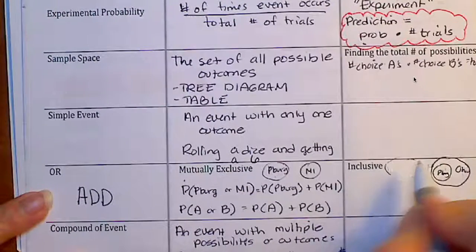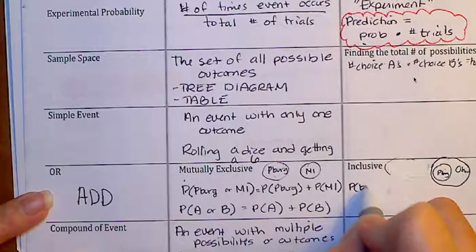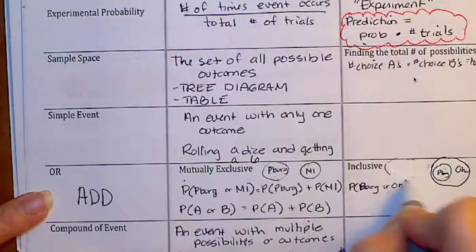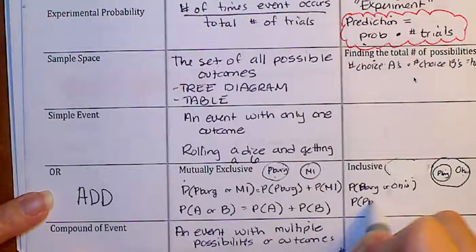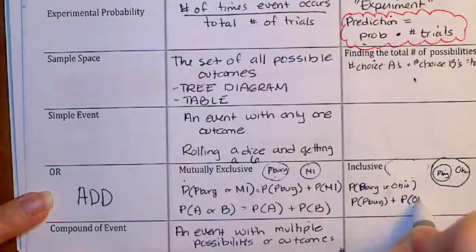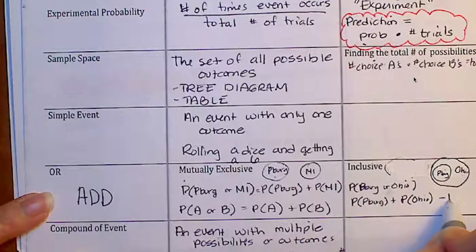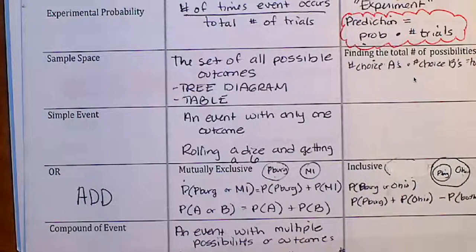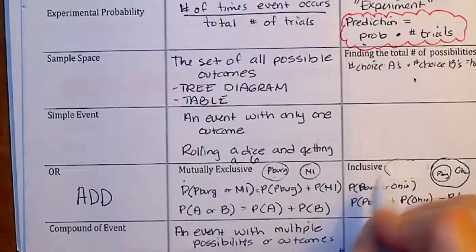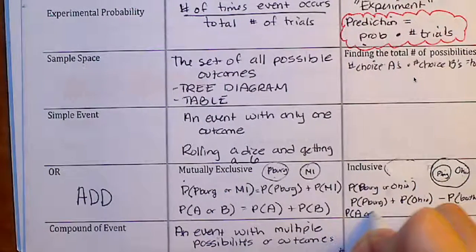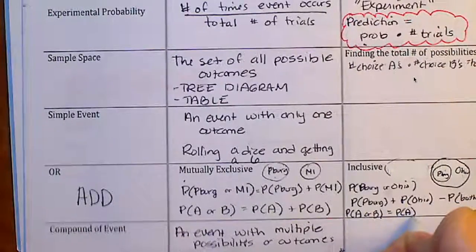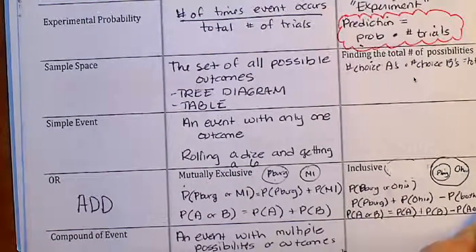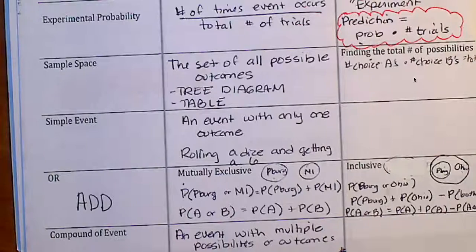So what we would need to do is find the probability of Perrysburg or Ohio, which would be the probability of Perrysburg plus the probability of Ohio minus the probability of both. Okay? And so we can write it with A's and B's. The probability of A or B would be the probability of A plus the probability of B minus the probability of A and B. Okay, let's look at some problems so you can understand.